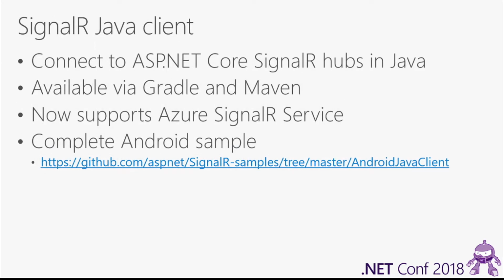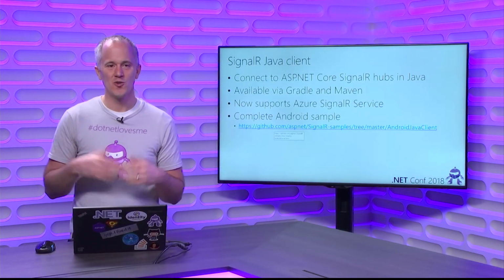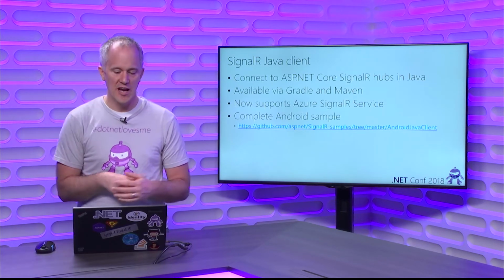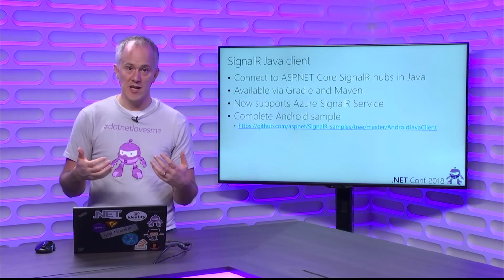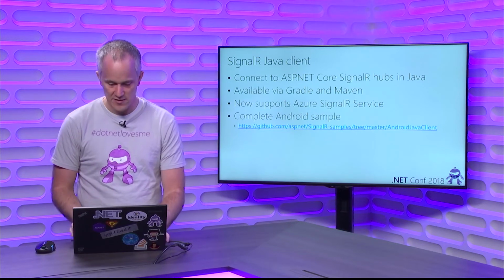All right, the last thing I want to show you is the new ASP.NET Core Java client. We have a new Java client library that you can use to connect to ASP.NET Core SignalR hubs. It's available for Gradle and also for Maven. And starting in Preview 2, it now also supports the Azure SignalR service. So if you want to write an Android application in Java using SignalR to add real-time capabilities, and you want it to scale, you can use the Azure SignalR service to do that. We have a really nice Android sample using the Java client that you can take a look at, and I'll show you that next.